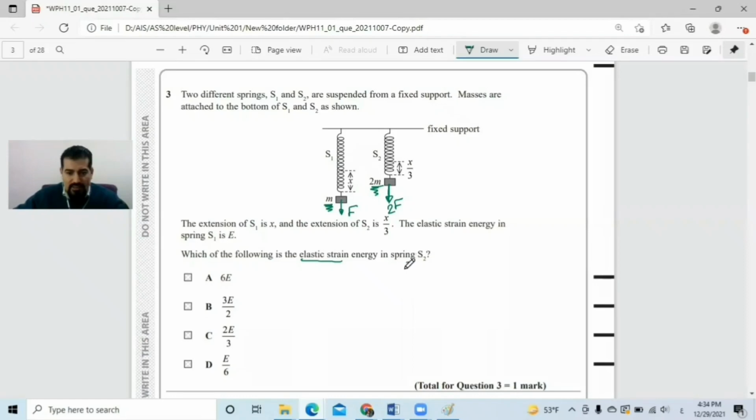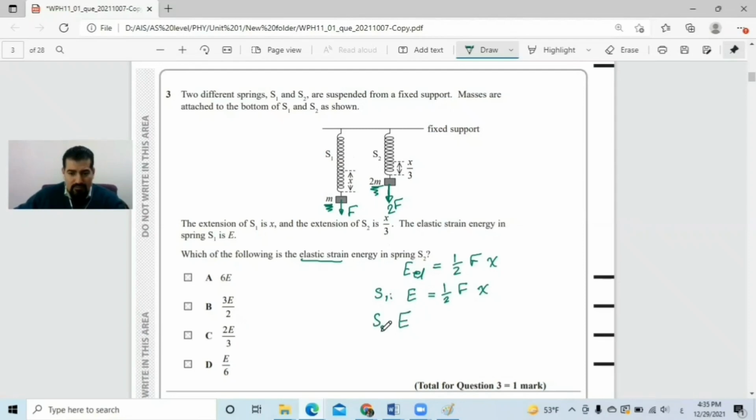Now we know the elastic energy, what's the formula for it? Half force times extension, right? Is it extension squared or half force? It's half force extension, or half stiffness extension squared. Let's do spring S1. They say that it's equal to E. What's E equal? Half times F times X. This is F, this is X.